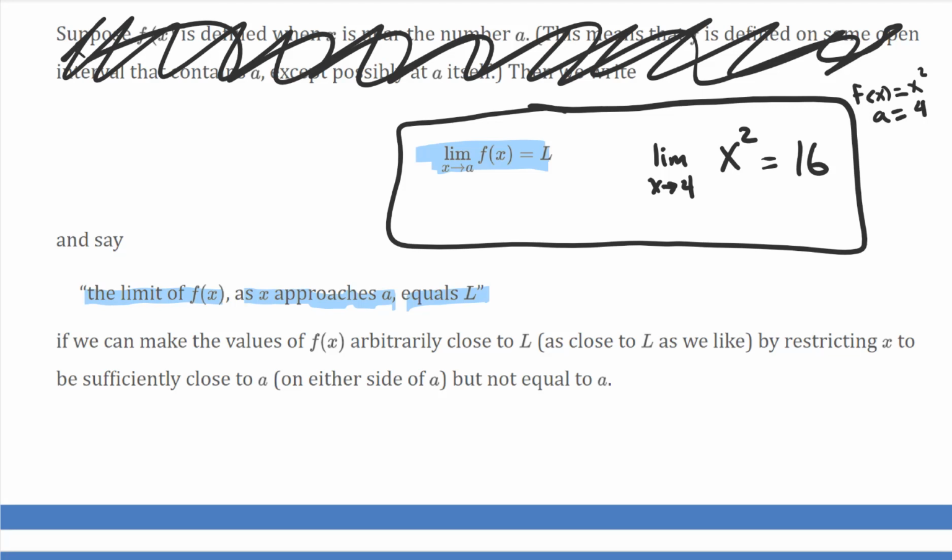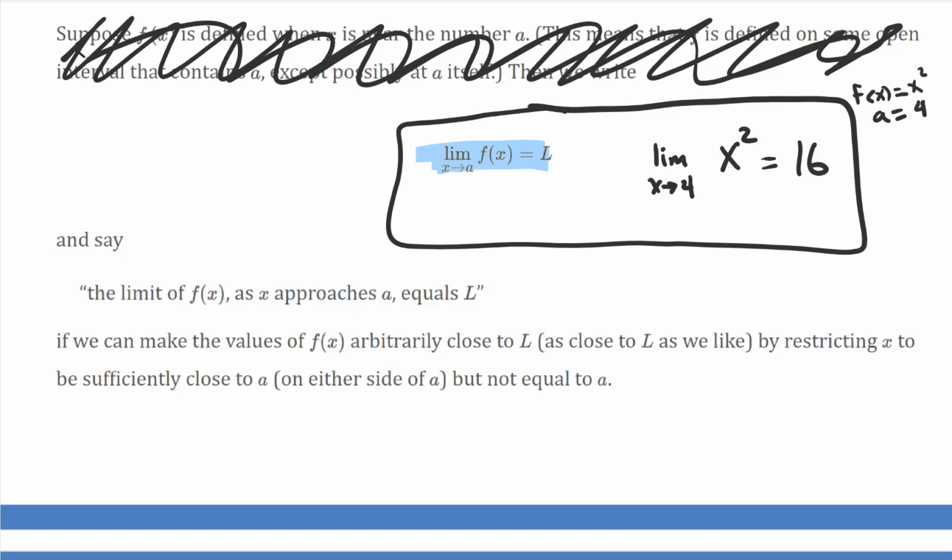Now I typically say this first, this second, and then that third. I usually say it: as x approaches 4 of x squared is equal to 16. The limit as x tends towards 4 of x squared is equal to 16. That's how I would say it. But we just want to be able to read it. Oh, I mean, the limit of f of x, not x squared, as x approaches a, not 4, right? Equals L.